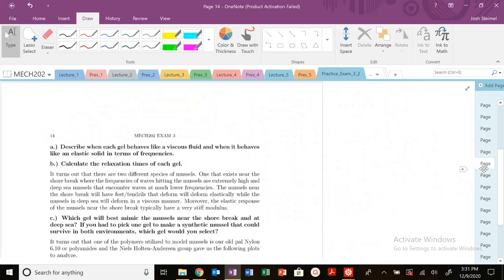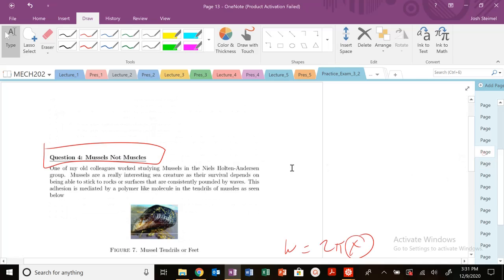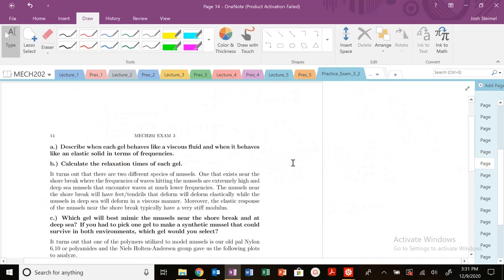So let's see what the problem is actually asking us to do. Describe when each gel behaves like a viscous fluid and when it behaves like an elastic solid in terms of frequencies. Done that. We also did it in terms of times: relaxation times of each gel. Here the relaxation time is essentially infinite, since we're behaving like an elastic solid for the gold and black gels, and we already have the relaxation time for the red one right there. Excellent.